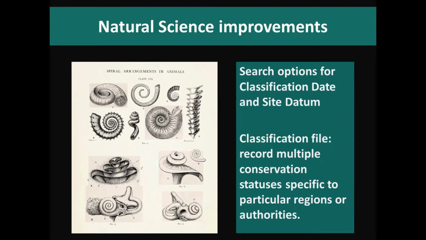There's also a few different requests that have come in from the natural science users for Vernon CMS. So we're looking at indexing the classification date so that people can easily find anything that was classified in a certain period, and indexing the site datum field, so that's used for geographic coordinates of collection sites.